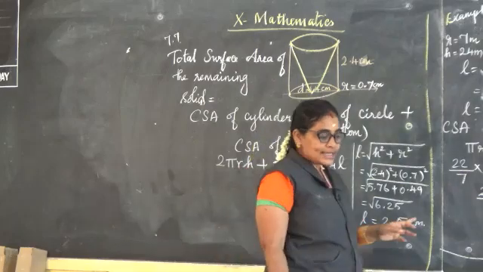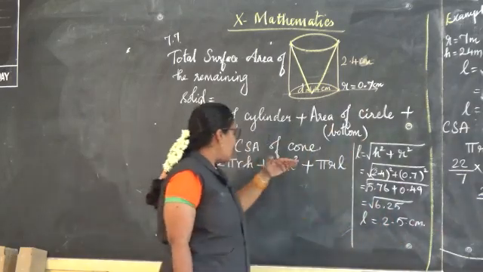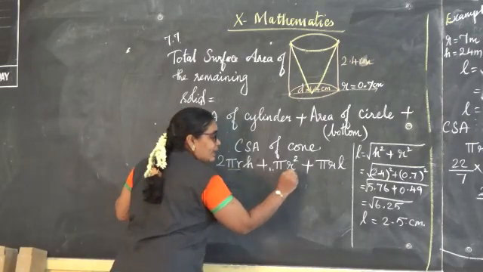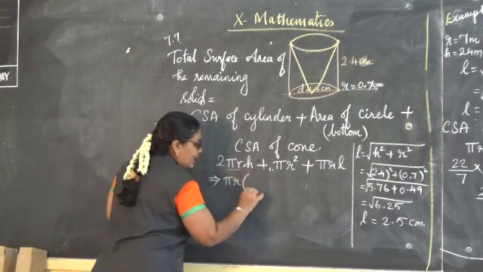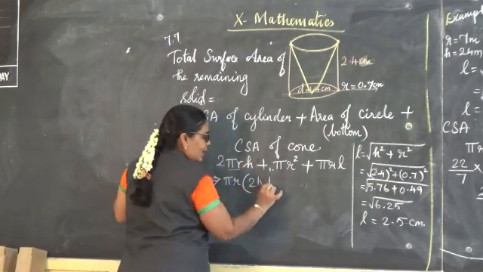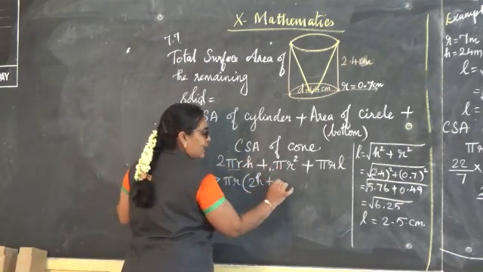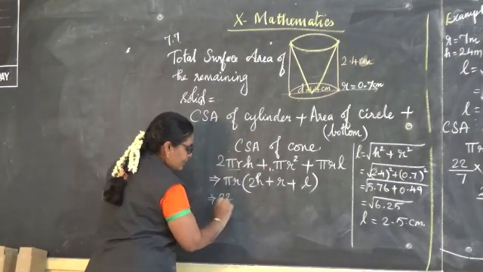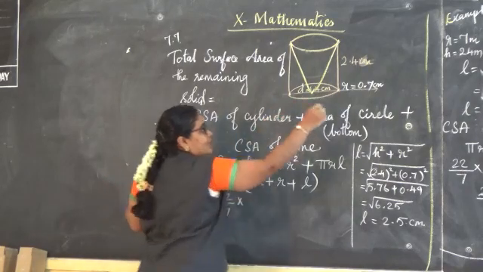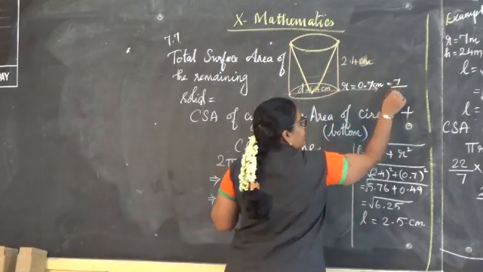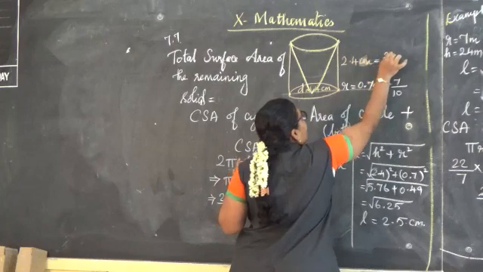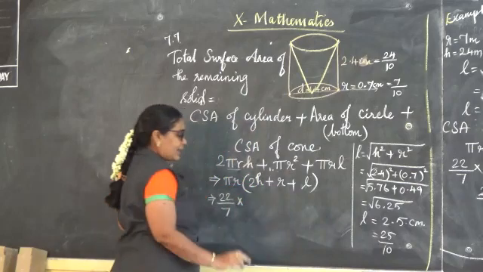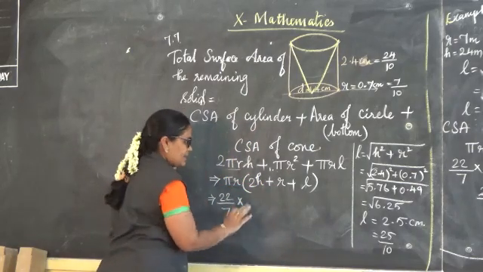We know now L is equal to 2.5 centimeter. Apply all the values. For easy calculation, take the common element outside. Pi r you take outside, remaining 2h, 1 r, and 1 L. So apply the values now. 22 by 7. For your reference, 0.7 can be written as 7 by 10, 2.4 as 24 by 10, and here 25 by 10, to avoid decimal calculation mistakes.